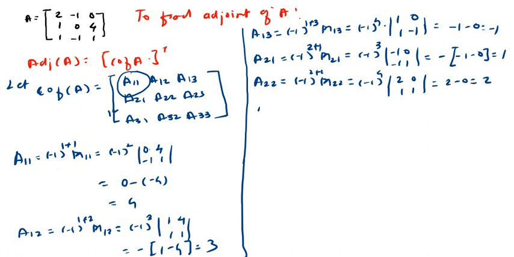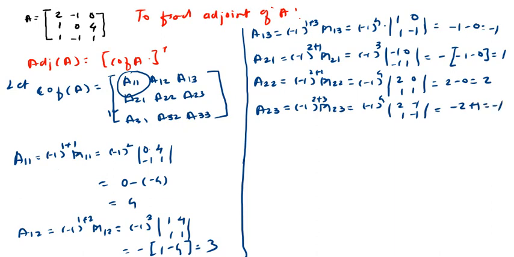Okay, now find out a 2 3. This will be minus 1 raised to 2 plus 3 into M 2 3, which will be minus 1 raised to 5 into the determinant of what? That will be the minor of the element a 2 3. So this is our element a 2 3. So hide this row, hide this column. What remains? 2 minus 1, 1 minus 1. So this will be minus 2 plus 1, which is minus 1.